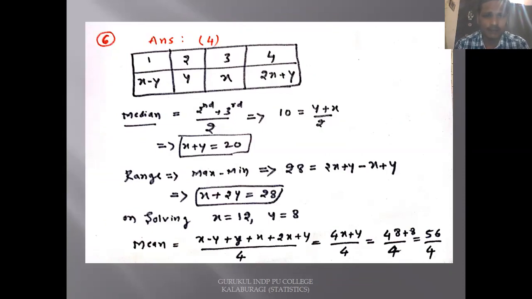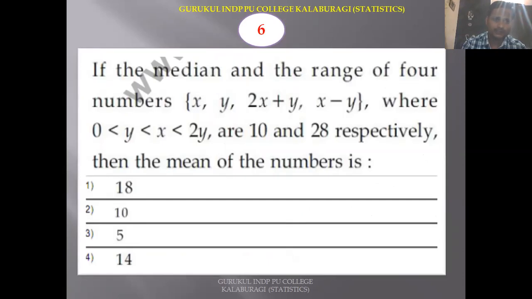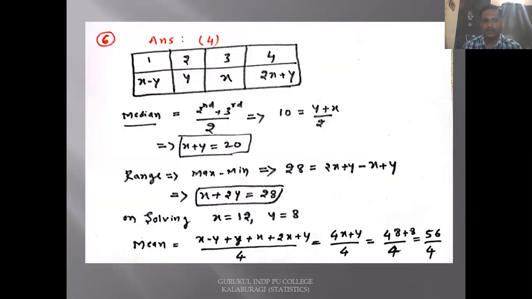First data will be x minus y. Why? Because this difference is always going to be less compared to x and y. What is given here is 0 is less than y is less than x is less than 2y. So y is very small compared to x. That's why the second data will be y, and the third data will be x. Always 2x plus y is obviously going to be more. So that's why we need to arrange in the proper way first.